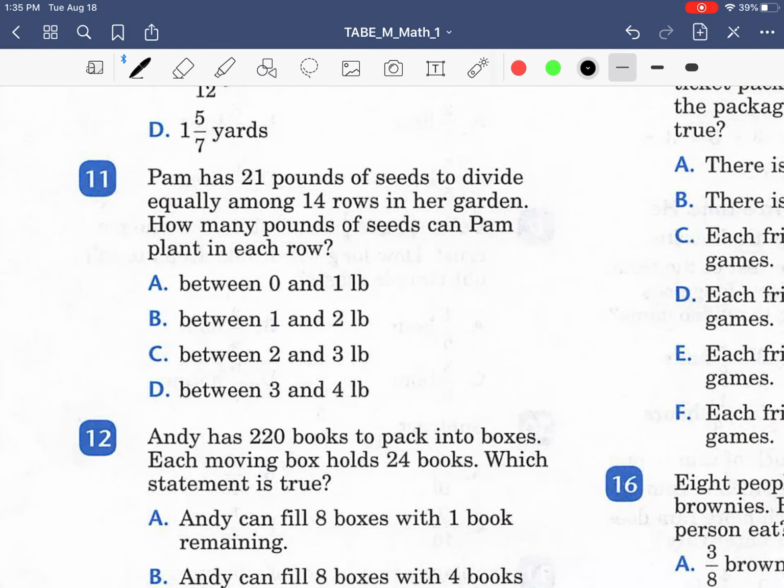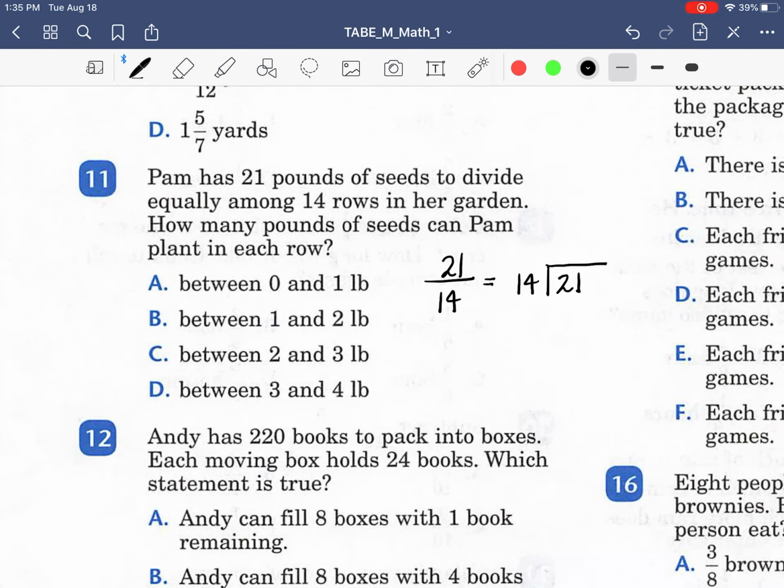Number 11. Pam has 21 pounds of seeds to divide equally among 14 rows in her garden. How many pounds of seeds can Pam plant in each row? So she has 21, she's dividing it 14 ways. And this is an improper fraction. So I'm going to do my division here.